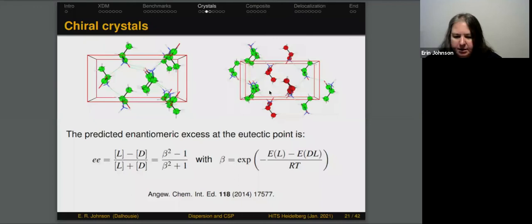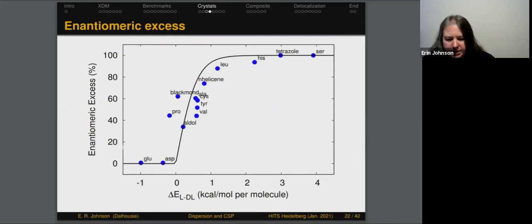So here are the results. The black curve here is the result from our thermodynamic model on the previous slide. And you can see that the enantiomeric excess is extremely sensitive to the relative energy difference due to the exponential. So very small energy differences can result in very large differences in enantiomeric excess. The blue points show the results of the experiments and calculations. So the error in the computed enantiomeric excess is the difference between the blue points and the black line vertically.